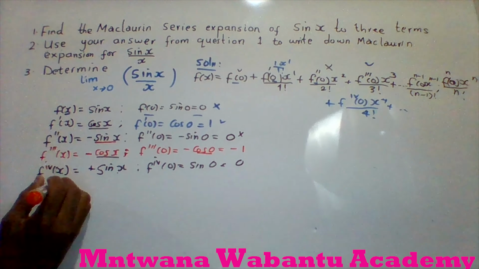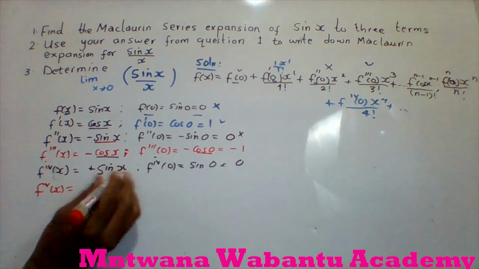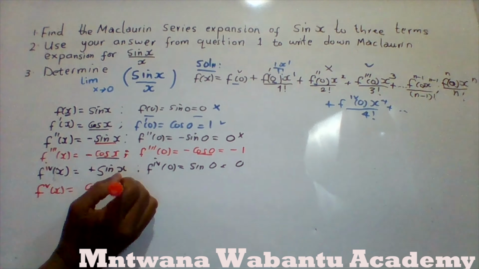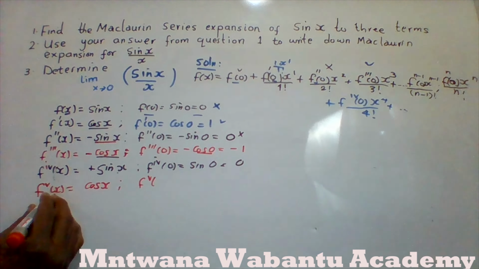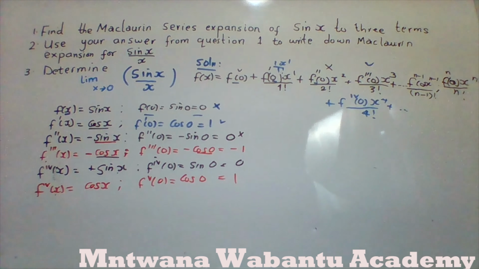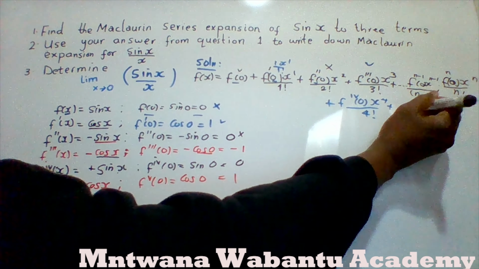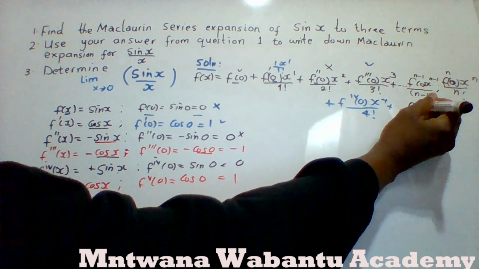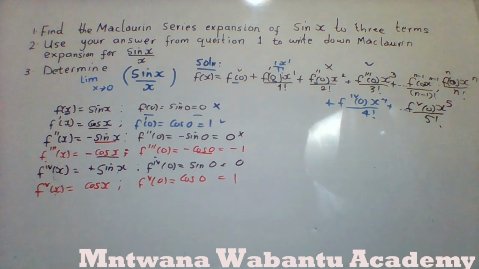So f power 5 of x equal to, when you differentiate sine of x, you get cos of x. Okay, f of fifth prime of 0, what are we going to get? Cos of 0, 1. So power 5 is going to give us a term. So let's write a power 5 here, even if it's not there, but we know it must be f power 5, and then x power 5 over 5 factorial. So we have already got all the terms of the Maclaurin series. Now let's get to the Maclaurin series in the right form.